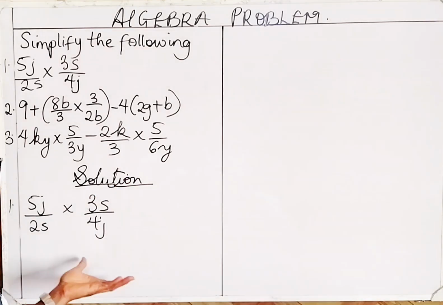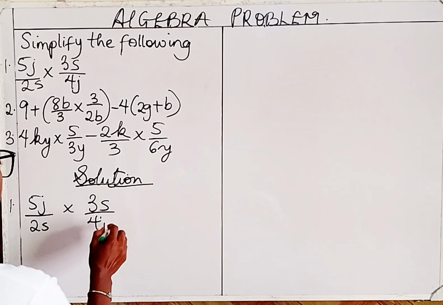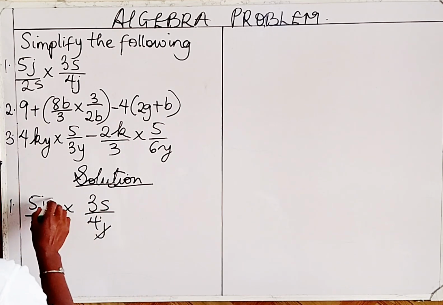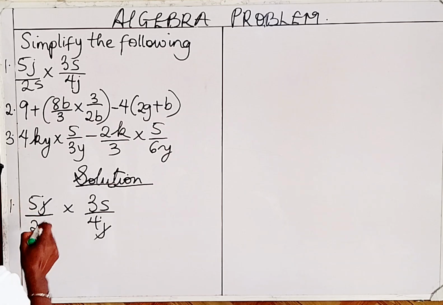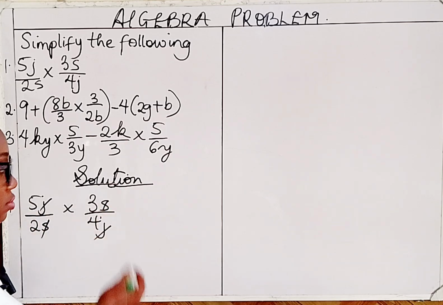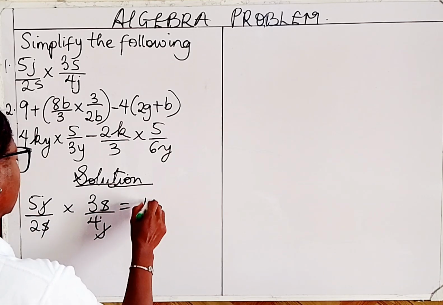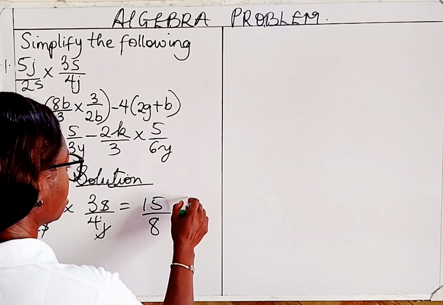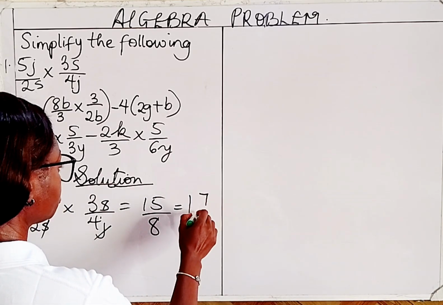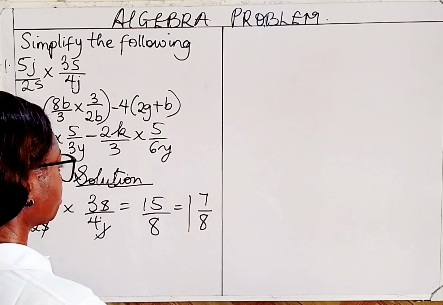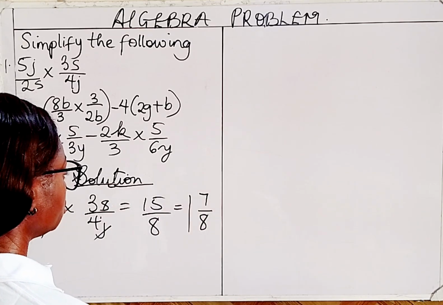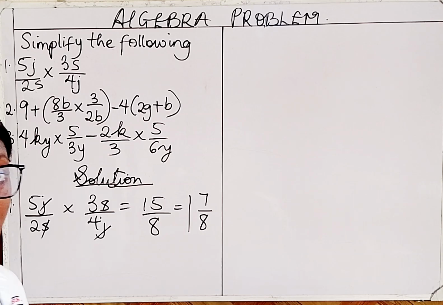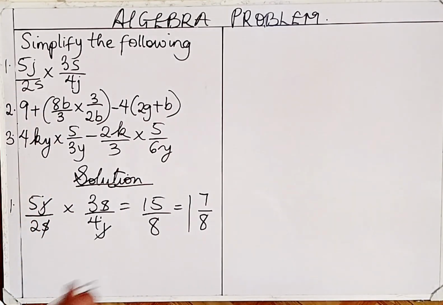So what do we do here? We are simply going to divide the like terms, right? So we have j, cross out j, excuse me, and s, cross out s. Now I'm left with what? 15 over 8. And this simply means 1 whole 7 over 8. Right? Yes, 1 whole 7 over 8. And that's the final answer.